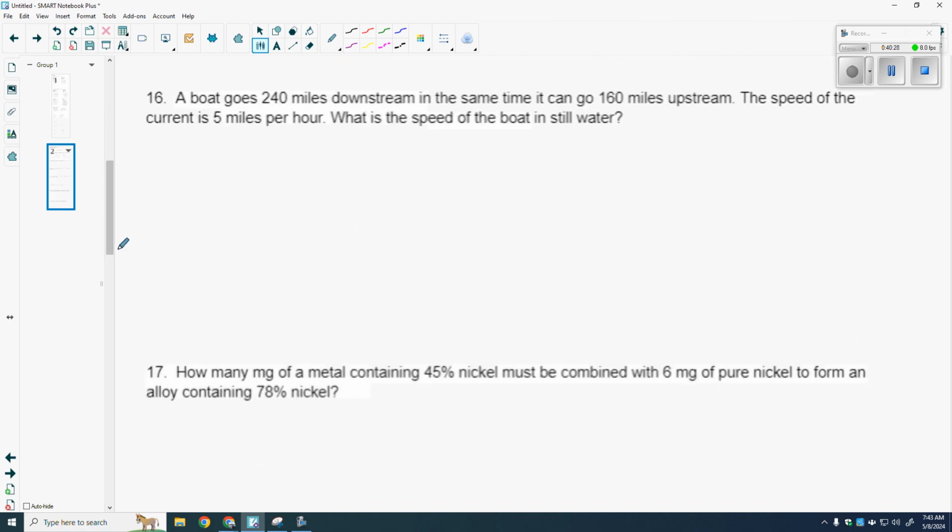If you did not get that one and you were waiting to see how to do 15 before you did 16, hit pause. Try this one again. Now that you've seen it done once, try this one.